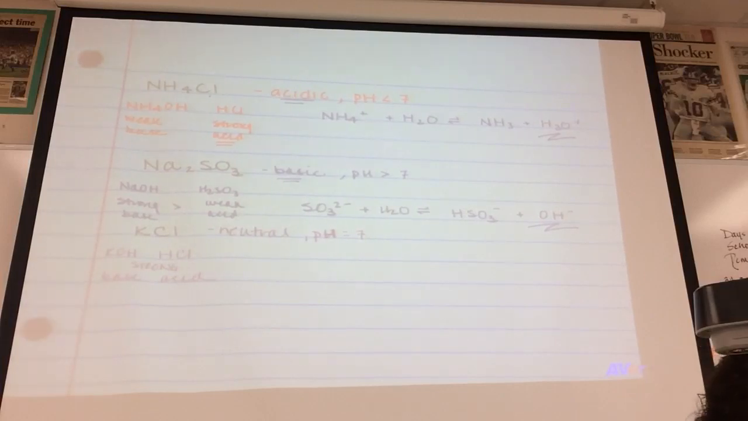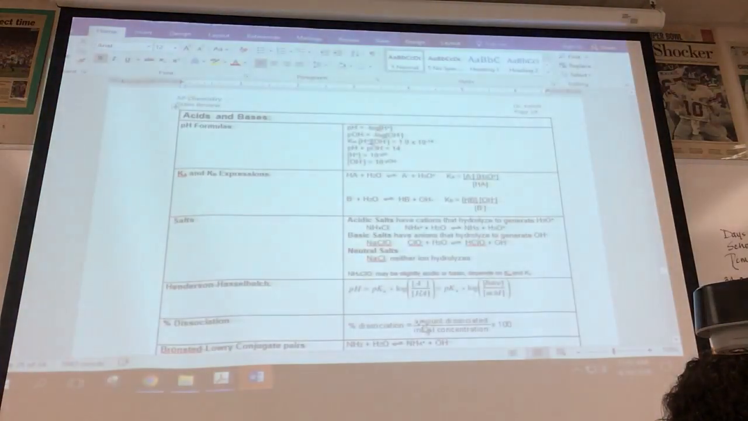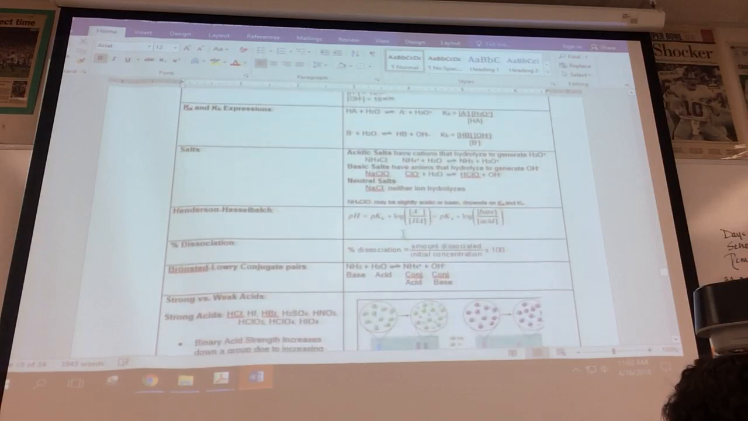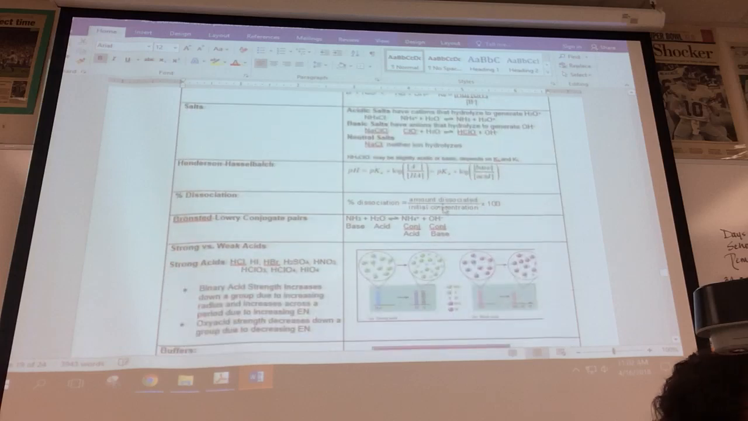In regard to Henderson-Hasselbalch, this is an equation that is given to you, right here. Percent dissociation is not given to you, yet it's asked very often. This is the amount dissociated. So this is going to be concentration of proton or hydroxide ion at equilibrium over the initial concentration of acid or base times 100.